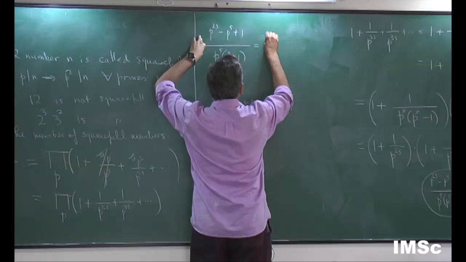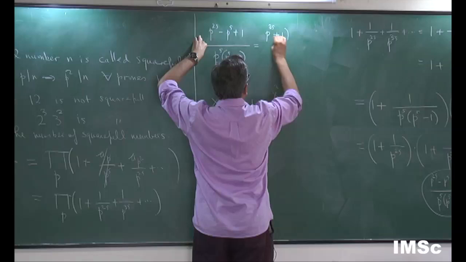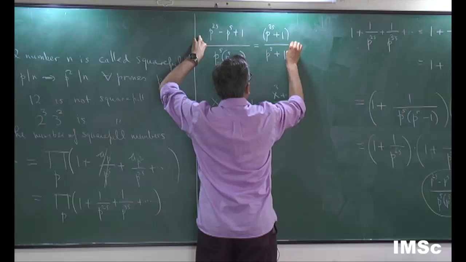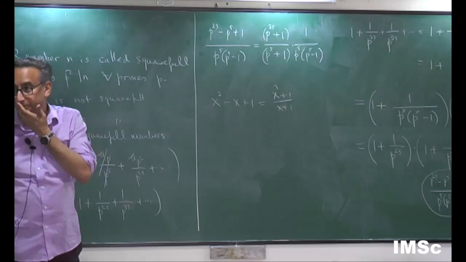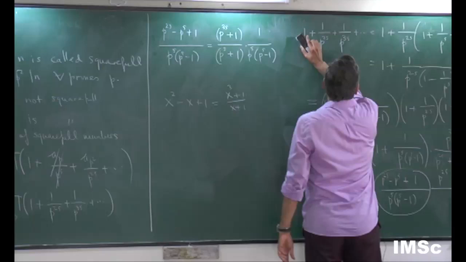factor this as p to the 3s plus 1 over p to the s plus 1, right? And then put 1 over p to the s minus 1. Fair enough? Everybody okay with this? Okay. Then, I think I gave you a bum steer on this one. You could have done it directly, and this is now much cleaner.